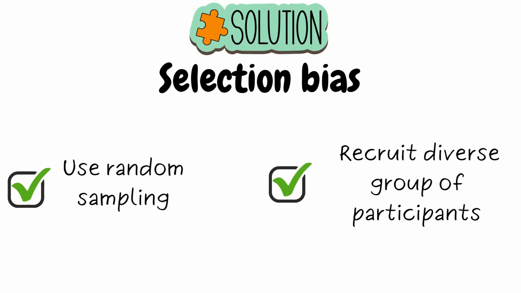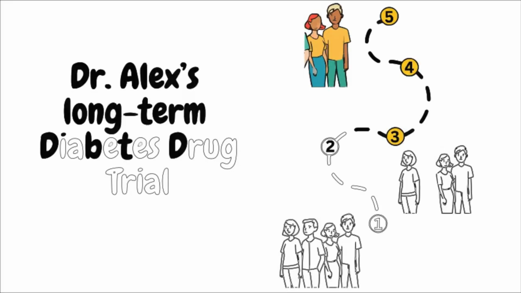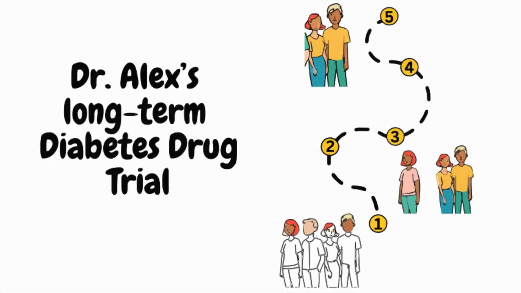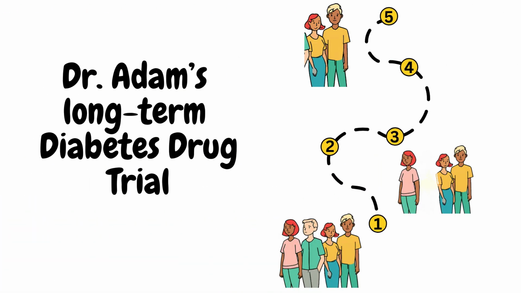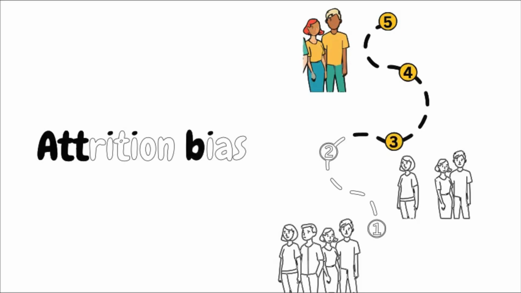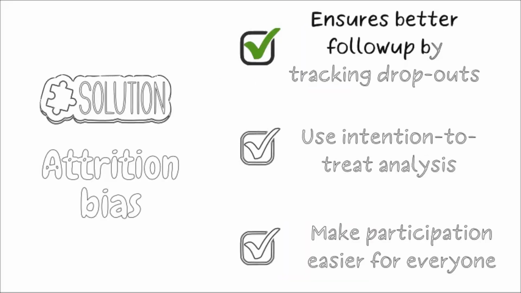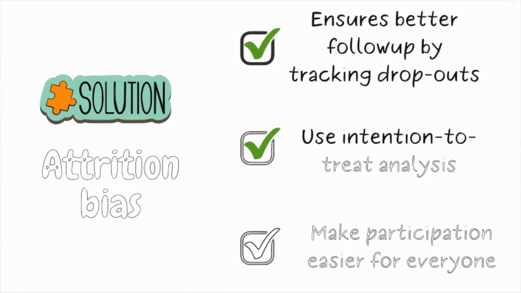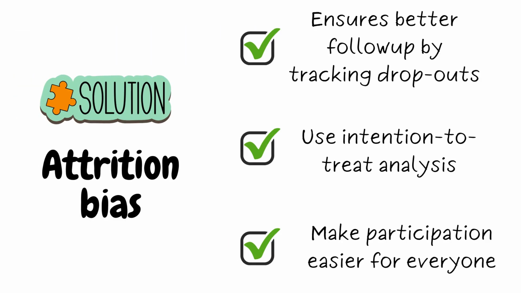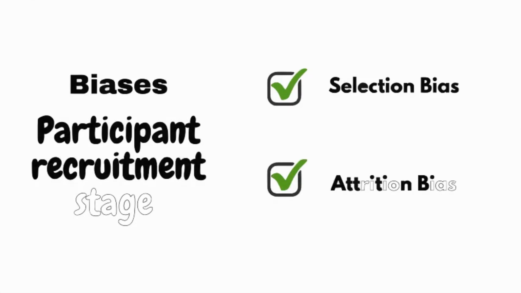As months pass, Dr. Alex notices a problem. Many participants, especially those experiencing side effects from medication, stop attending follow-ups. This is attrition bias, where dropouts can skew results. If only the healthiest and most motivated participants stay, the findings may not apply to real-world patients. To reduce this bias, Dr. Alex ensures better follow-up, uses intention-to-treat analysis, and makes participation easier for everyone. Selection bias and attrition bias are two common biases at the participant recruitment stage.